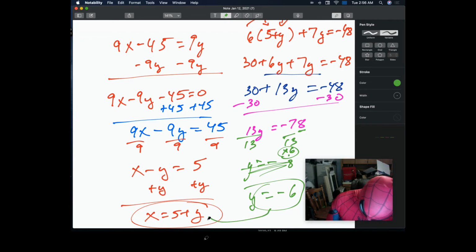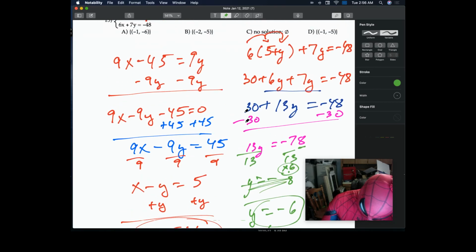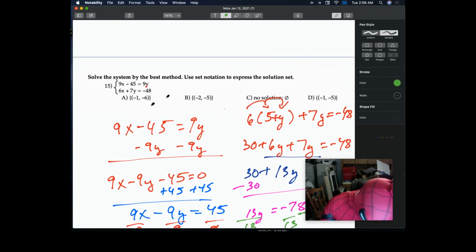Take that value of y, plug it back in there. Where's my mouse? I've lost my mouse. Let's just do it with the hands. Okay. So if we plug that back in, 5 minus 6, back in for x, and x is negative 1. So x is negative 1, y is negative 6. That is answer choice A. And you could always plug them back in to check. Shh, don't tell anyone. I checked the answer, and it worked out right.